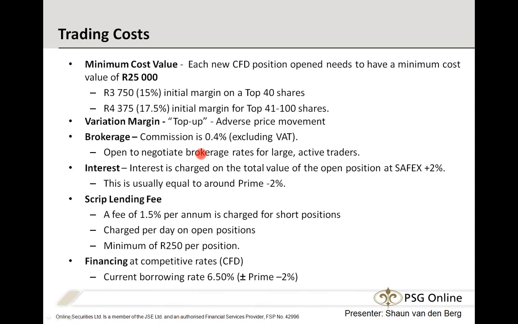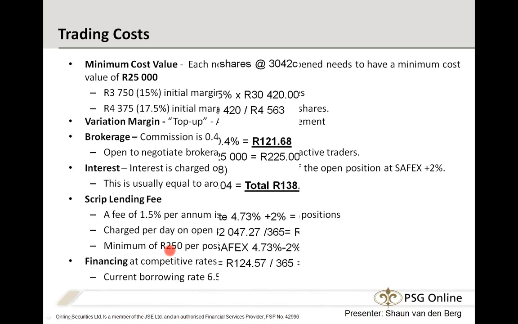The big disadvantage of CFDs is if you look at shorting the market. There's a scrip lending fee involved. It works out to 1.5% per annum or a minimum of 250 rand per position. So as I say, I like to use single stock futures more for shorting because of those costs. So if you do want to trade CFDs on the short side, just be aware that there's additional cost involved there. Okay.